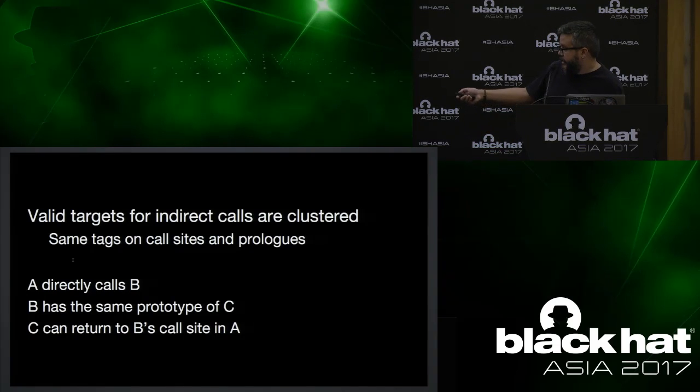Imagine this situation. You have a function A, which directly calls a function B, and you have a function C, which has the same prototype as B. These two functions have the same prototype, thus they are clustered, and you have A calling B. Then because of the clustering, C can return to B's call site in A, because the tag which is in A is the same tag that B will check when B is returning. So you have an allowed edge here that was not supposed to exist, which is C returning to A.